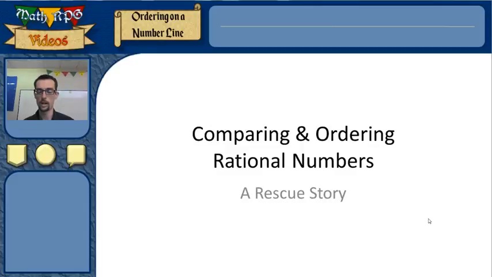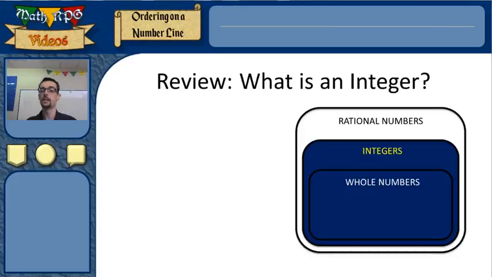All right, today we're going to talk about comparing and ordering rational numbers on a number line. And my little story here is about a rescue. This will be exciting. We're going to rescue some people. So imagine, if you will, we have an integer. Let's review what an integer is real quick.